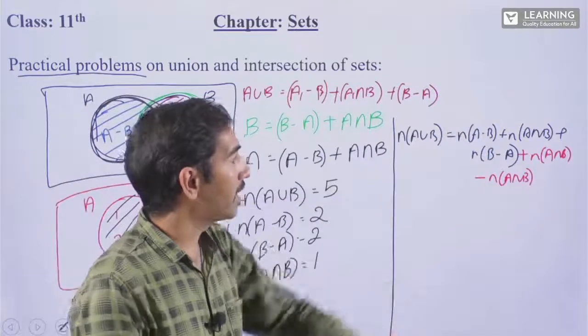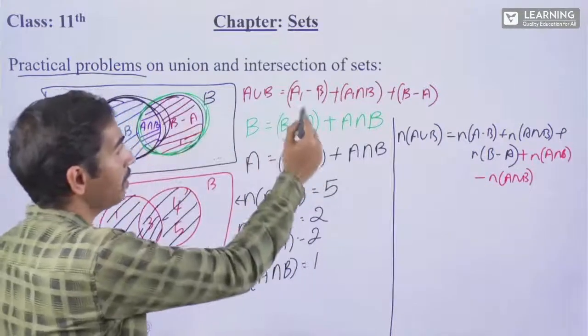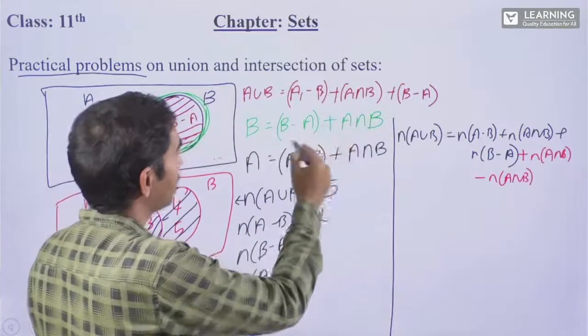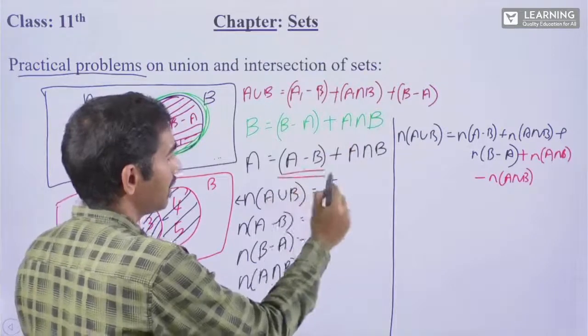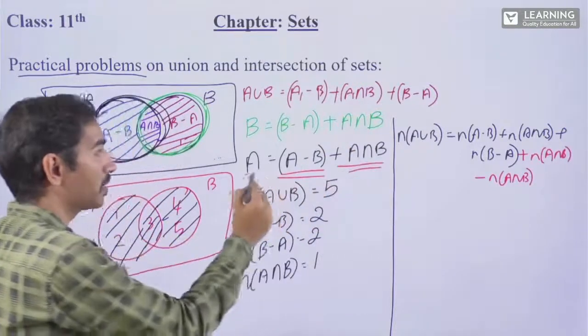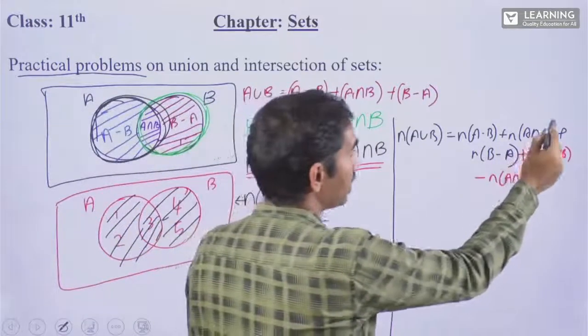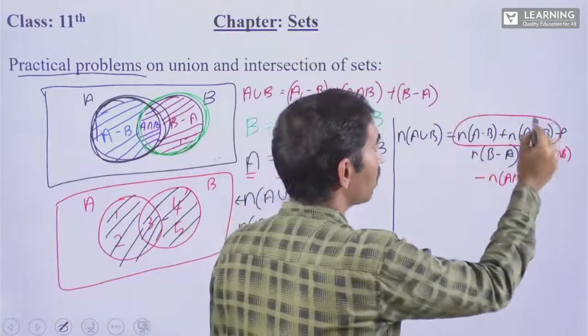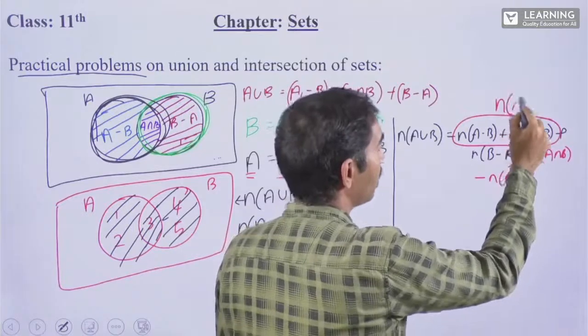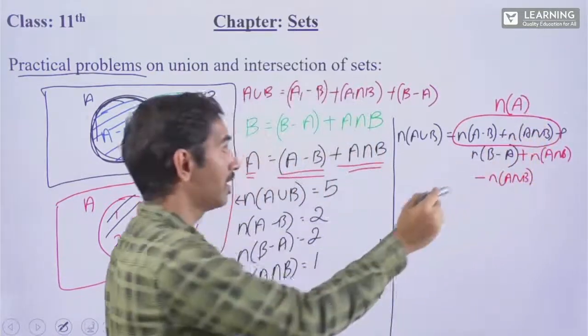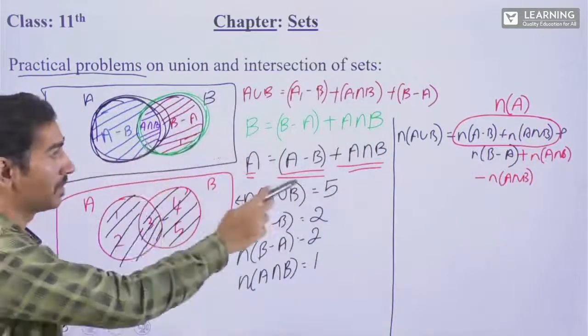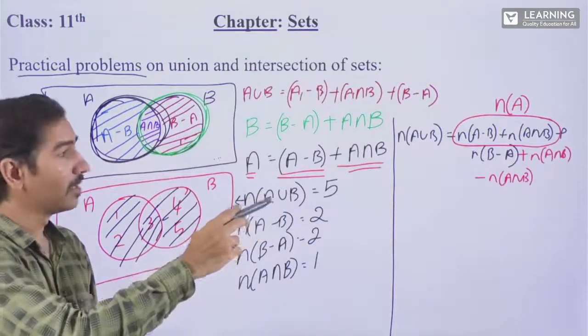Now to solve on the right hand side, see this? A minus B plus A intersection B. Here it is. A minus B plus A intersection B can be written as what? A. Correct? So A minus B plus A intersection B, this one we will write as N of A. How did we write this? From the reference Venn diagram, the relationship that I have written.